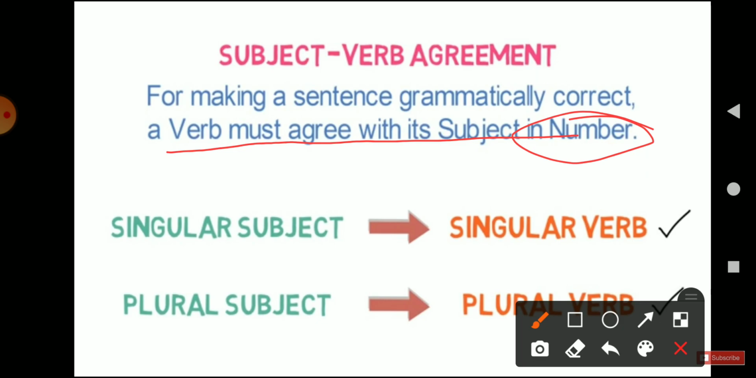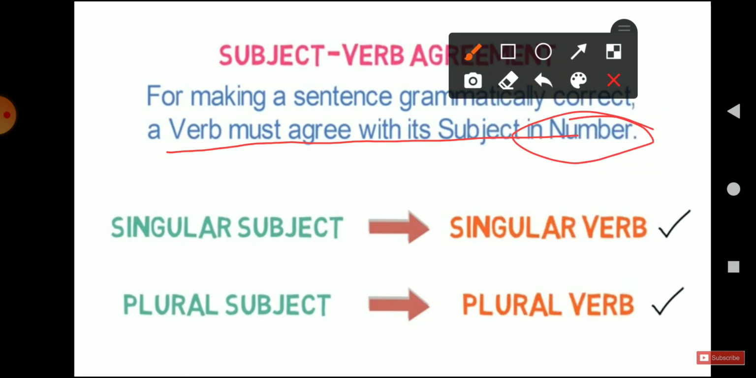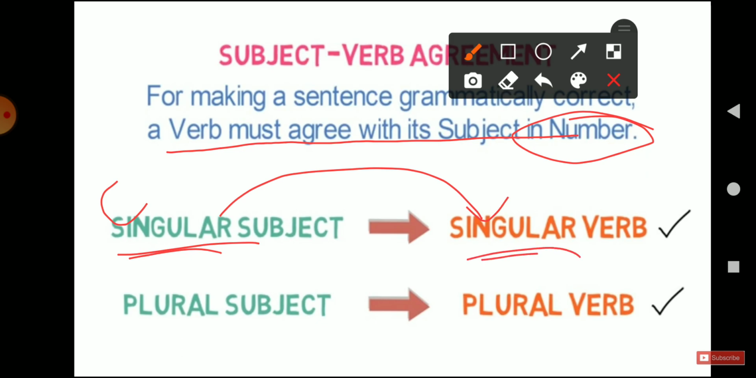So what is subject-verb agreement? Subject-verb agreement says that to make the sentence grammatically correct in English, the verb must agree with the subject in number. It means that if the subject is in singular form, the verb should also be in singular form, and if the subject is in plural form, the verb must be in plural form.